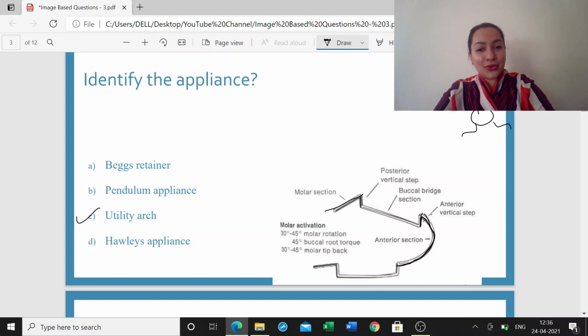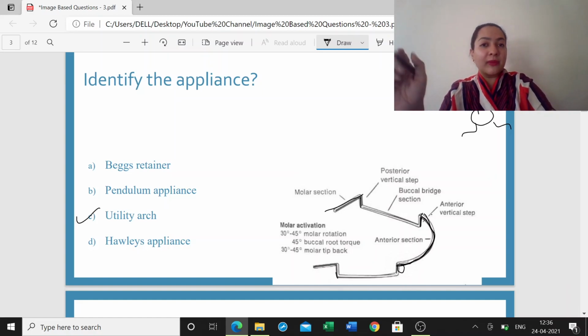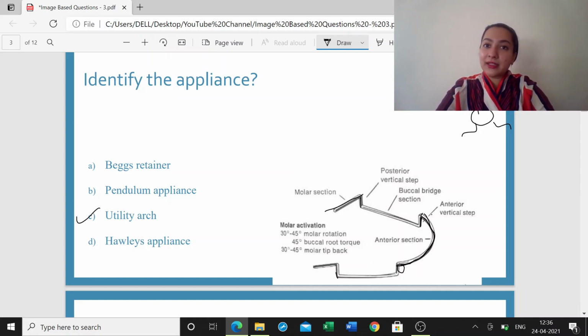Right? So just know that this is a utility arch. It can bring about different kinds of tooth movement with certain modifications. We give loops in between, here or here, to bring about the desired tooth movement. Utility arches can intrude our anterior teeth. They can procline the teeth. They can retrude the teeth. They are very well used in class 2 division 2 cases to intrude and procline our central incisors.